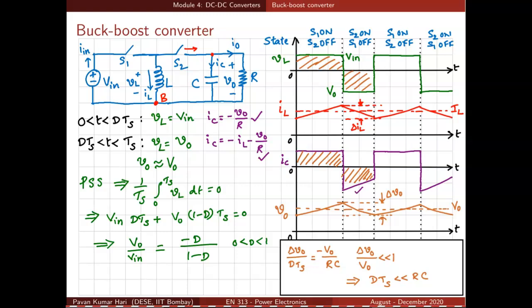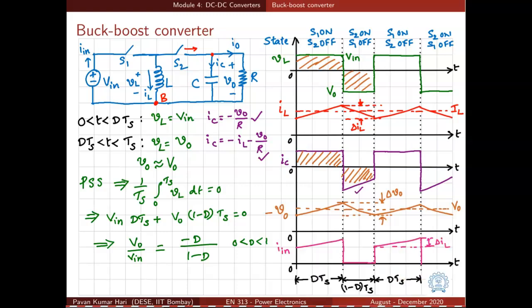We already have derived the expression for average output voltage VO. It is minus D by 1 minus D times V in. For a positive input voltage, we actually get a negative output voltage, so it should be minus VO if we are plotting this way. So we have looked at the output voltage waveform and its average value.